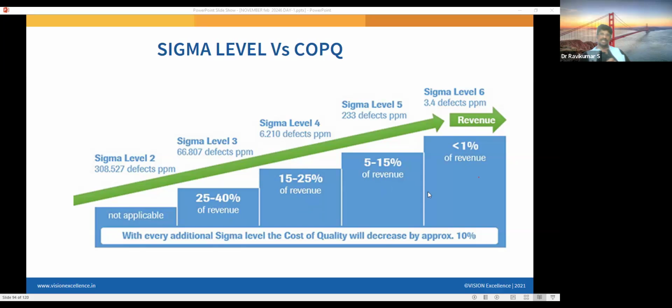So the COPQ is connected with the revenue, that is, with the profit. When the sigma level increases, the revenue increases and the cost of poor quality comes down. So this percentage shows the cost of poor quality. Yes, Imran, what is your question?